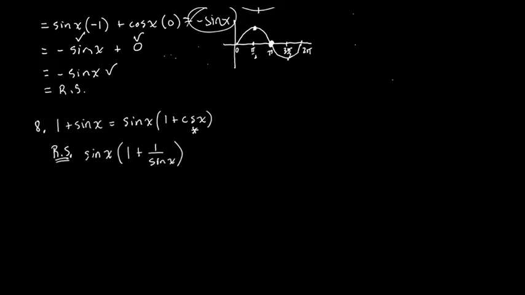Now I have something that I can work with. I can actually carry out an addition here. I have 1 plus 1 over sine x. Okay, I can turn two terms into one term by getting a common denominator. I'm going to turn the 1 into sine x over sine x, so I have a common denominator.